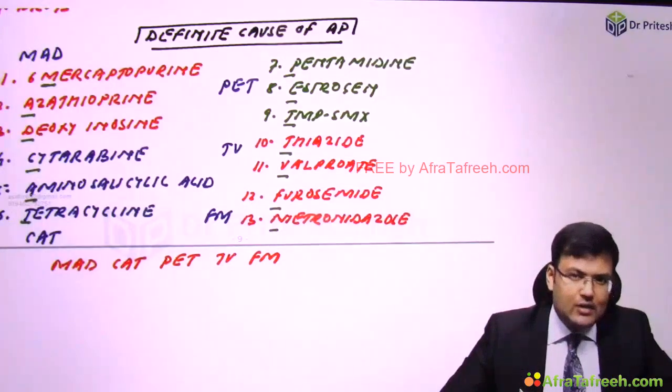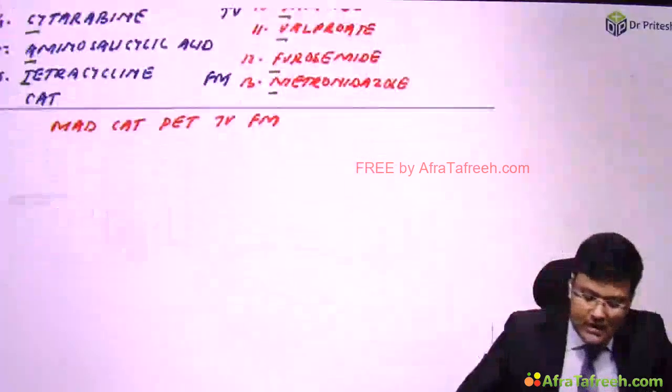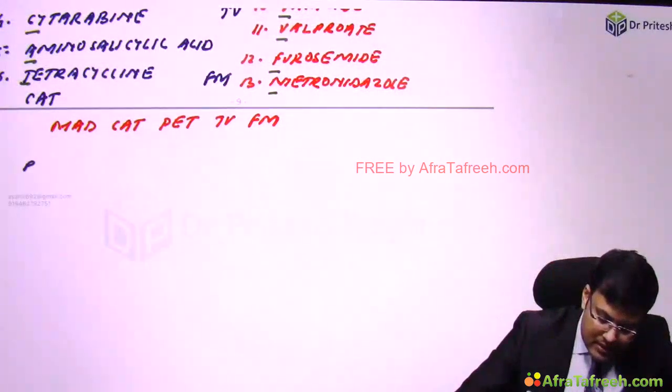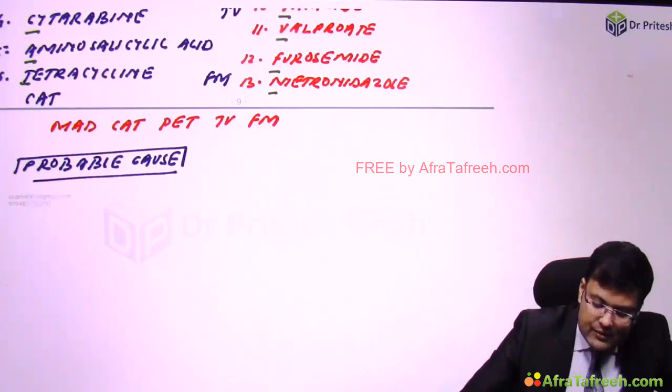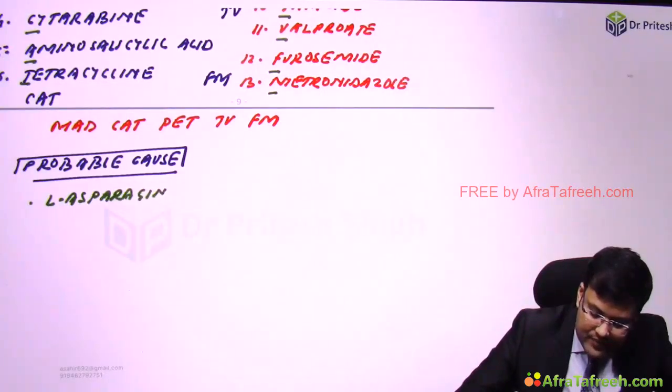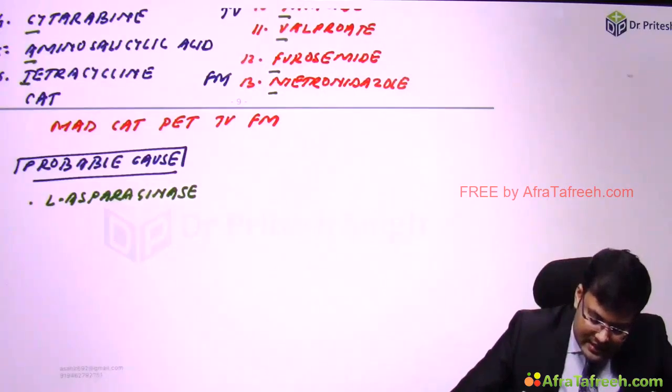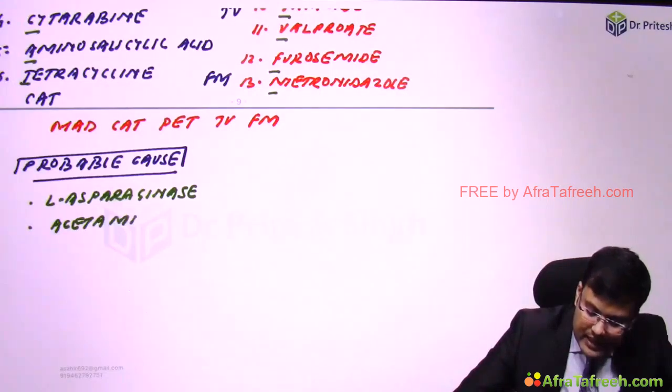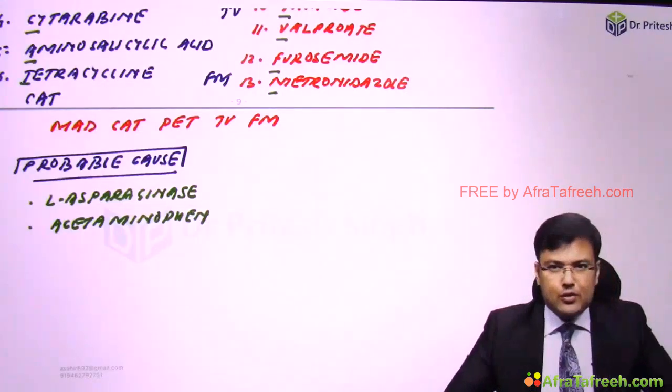Two drugs are asked which are probable cause of acute pancreatitis. So see the probable cause. And these drugs are asked in exam frequently. First of all, L-asparaginase. And second is acetaminophen. So this is the etiology of acute pancreatitis.